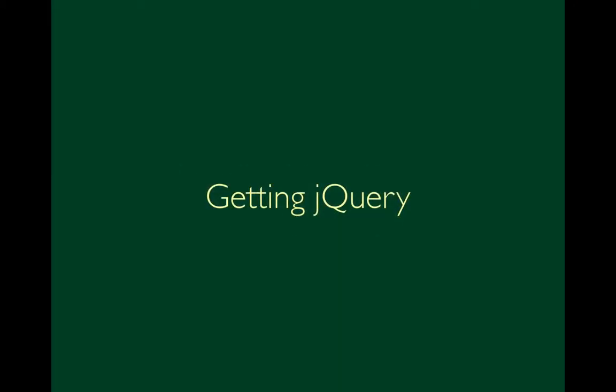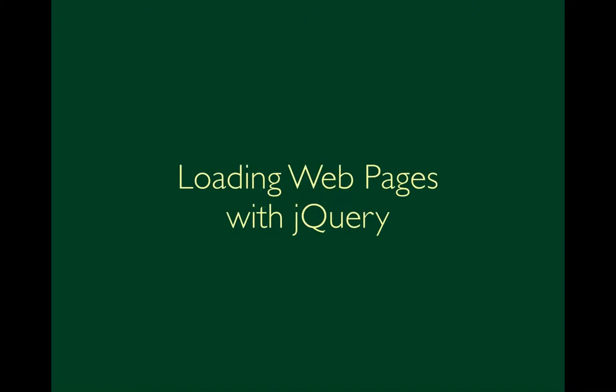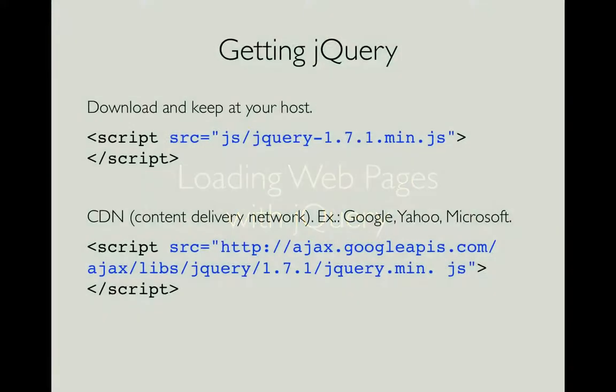Now, how do you get jQuery? Well, I'm glad you asked. And how do you load web pages with jQuery? Another thing that's really cool to ask. Well, when you get it, you want to just link to it in your document using the code at the top. You're hosting it, you're responsible for it, but you have the file and you have control over it. The 1.71 in this instance is the version number, and the min just means it's been compressed a little bit to make it take less time to download.